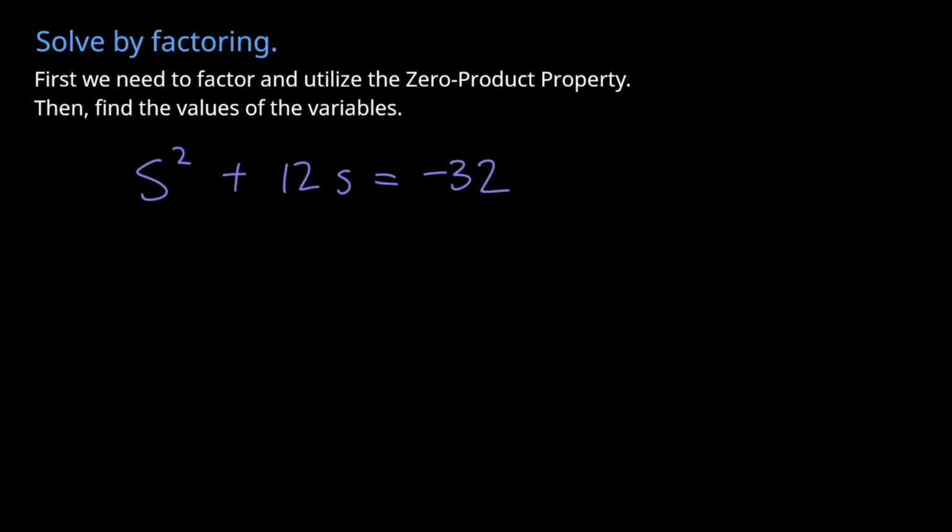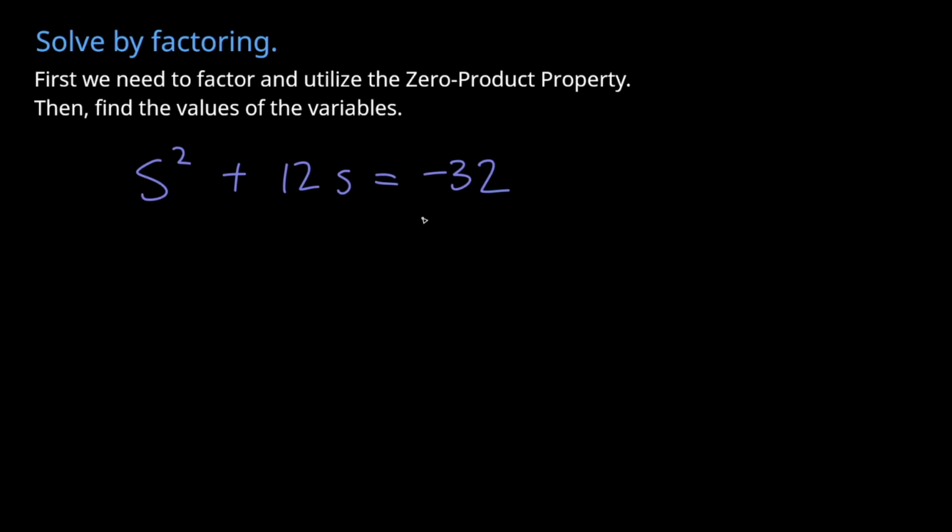And we have one more for this type of problem. So we can use yellow. So we have s squared plus 12s equals negative 32. Now what's different about this one is that this isn't equal to 0. In order to use the zero product property, this side has to equal 0. So we can arrange that.